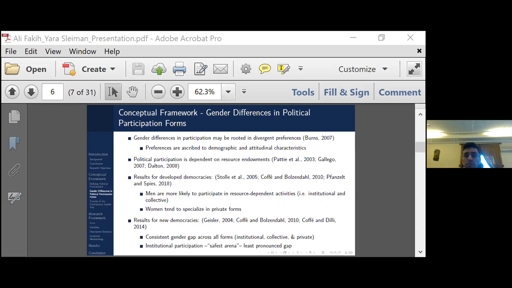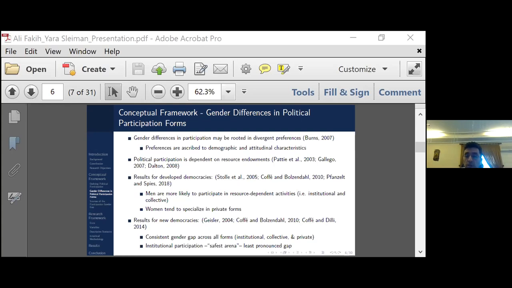Gender difference in political participation. Existing studies from scholars in different regions suggest that gender differences in political engagement might be rooted in divergent preferences. For example, women in the United States are found to favor social movements over radical actions. So we have established evidence regarding the gender difference and the insights behind gender difference in political participation.